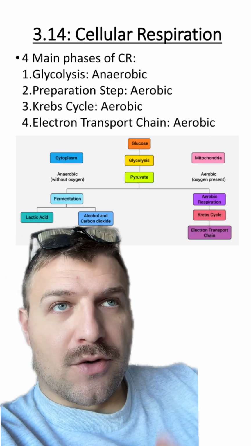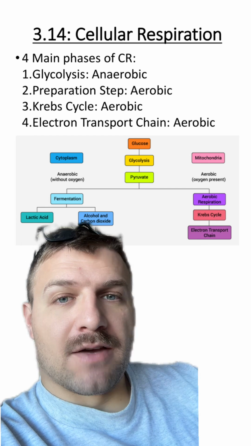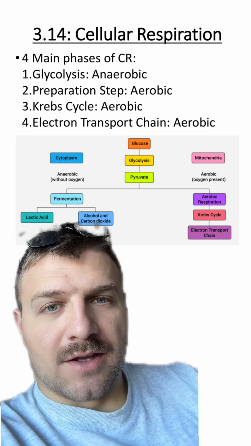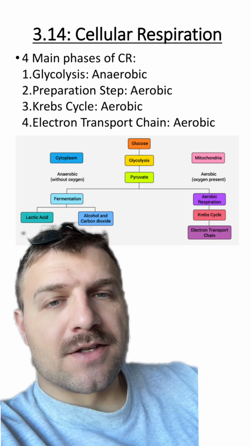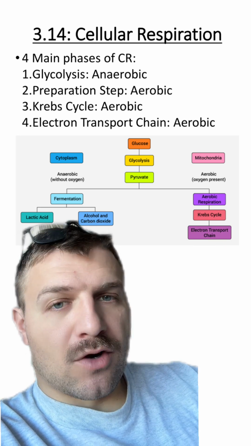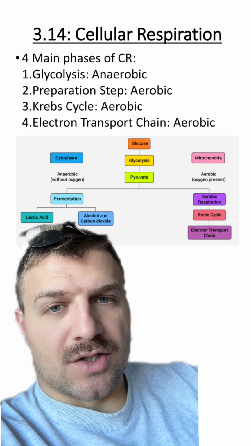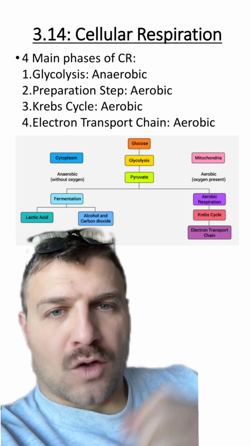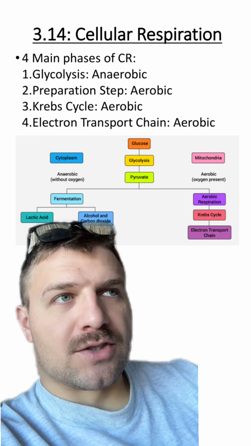We're going to be next focusing on the four main steps of cellular respiration, and those are glycolysis, the prep step, Krebs cycle, and the electron transport chain. Glycolysis is the only one of these which is anaerobic, which means, again, it doesn't require oxygen. The other three steps require oxygen, but in different ways. We'll be talking about why they require oxygen later on.